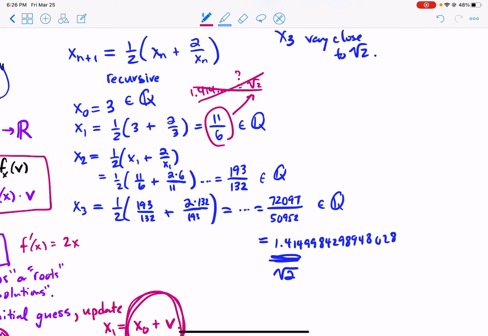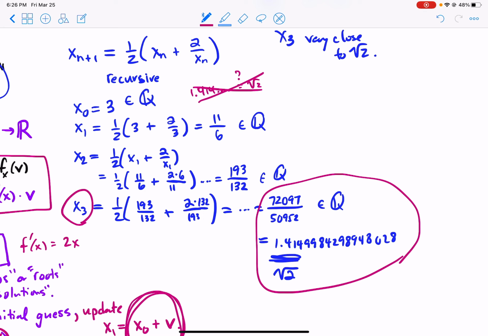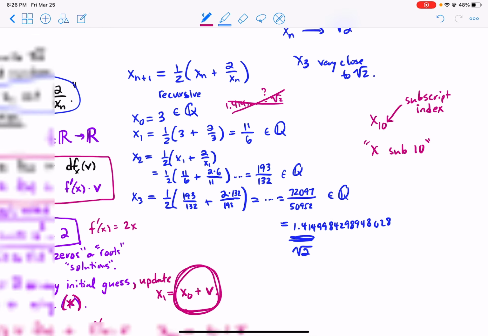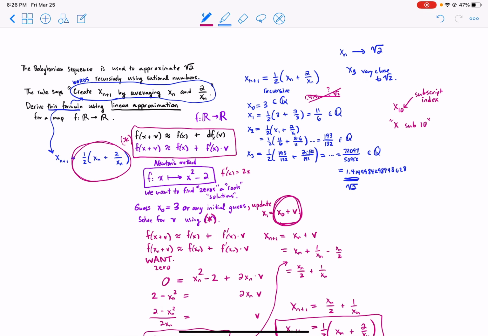But 11/6 is a little closer to the square root of 2. 193 over 132 is even closer still. And this one is already very, very close with just x3. If we wanted even closer, we could go out to maybe x10. Sometimes you say x sub 10 if you're reading this, or just x10, but it's a subscript, or sometimes called an index.